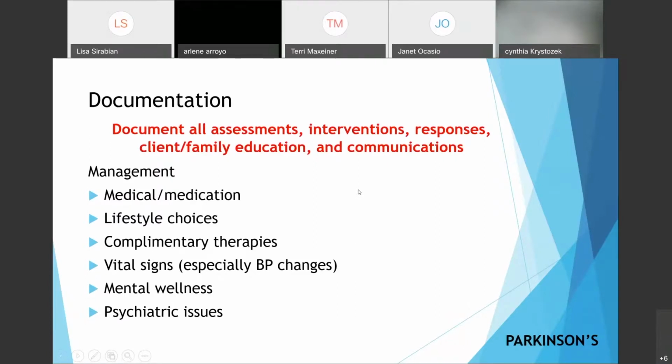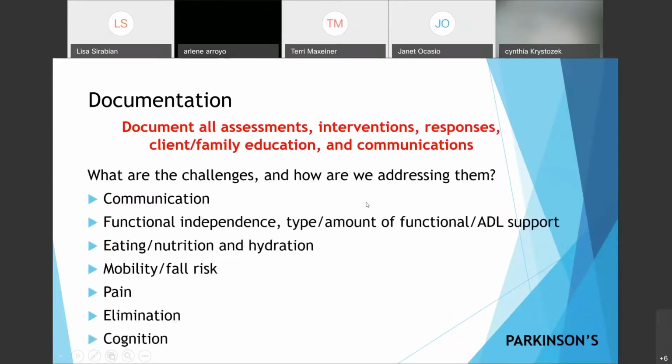All right, then here's our slides on documentation. Going back to basically whatever we're doing to manage the medications, the lifestyle, the complementary therapies, vital signs, mental wellness, psychiatric issues. Whatever we're doing to help manage, we need to document. What are the challenges? How are we addressing them? Are there communication issues, functional issues, the type and amount of the support? Again, nutrition and hydration, mobility, pain, elimination, and cognition.